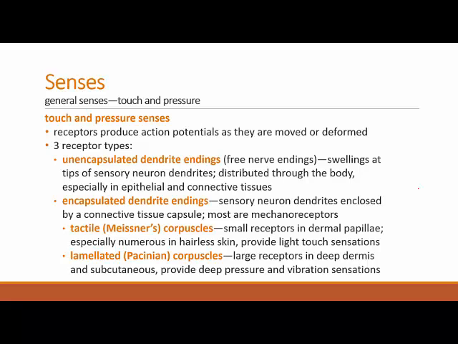The first are the unencapsulated dendrite endings. This is what we think of as the free nerve endings. They're just dendrites that are specialized to be able to detect movement of those dendrite endings, and we find them throughout the body, especially in epithelial and connective tissues. One of the more abundant examples are the Merkel discs that provide touch reception in the skin, especially around the hair follicle.